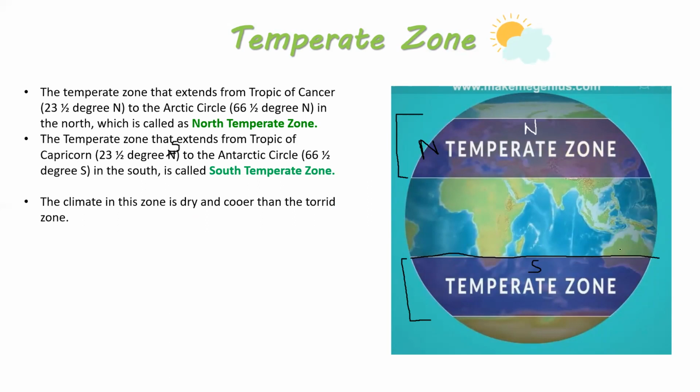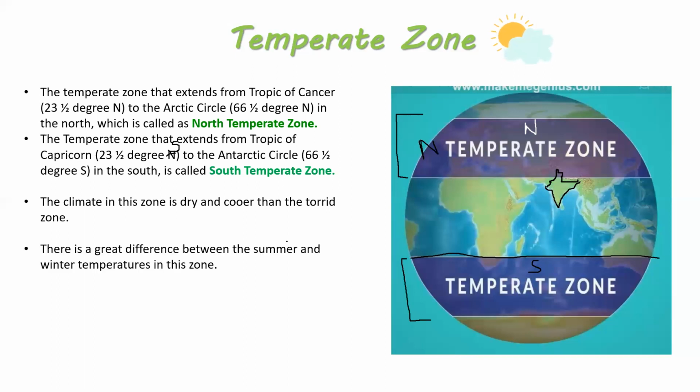Okay, so you see, we have our India here. Now you will understand better that half of India lies in the torrid zone and the other half lies in the temperate zone. And that's why those places that lie in the temperate zone are drier and cooler than those lying in the torrid zone. There is a great difference between the summer and winter temperatures.